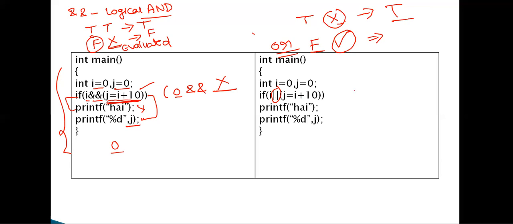Similarly, i is equal to 0. This is false. That is the reason we are moving to j is equal to i + 10. i + 10 means 0 plus 10. 0 plus 10 means the value is equal to 10. Now, what is the value present in j? j value is 10. So, 10 is a non-zero number. Non-zero number means true. That is if of true. If of true means the condition is true. So obviously ha is printed on the screen. In the next statement, what is the j value? 10. 10 is printed. This is the output. Okay. This is the output of the first question.